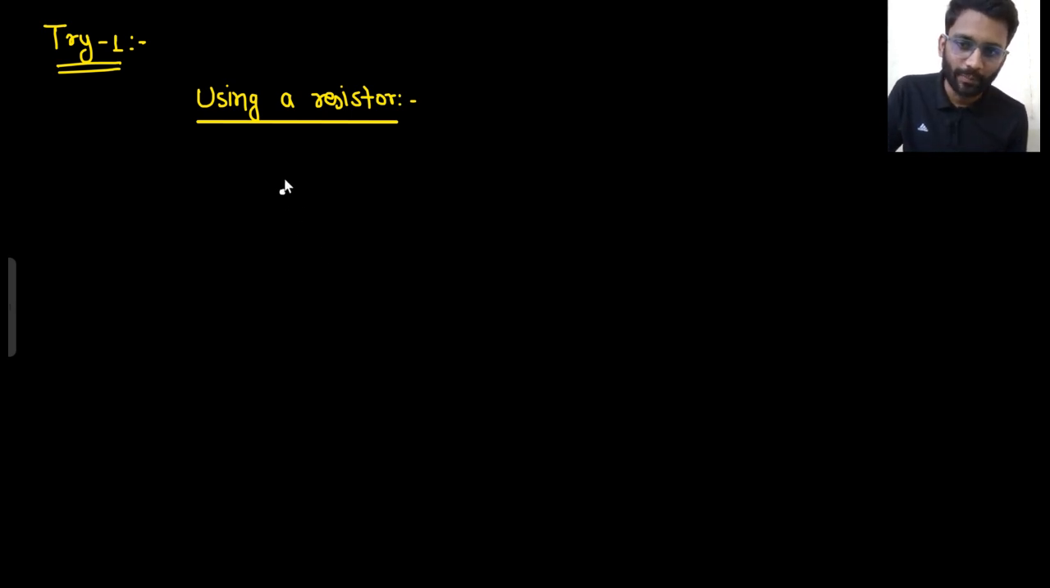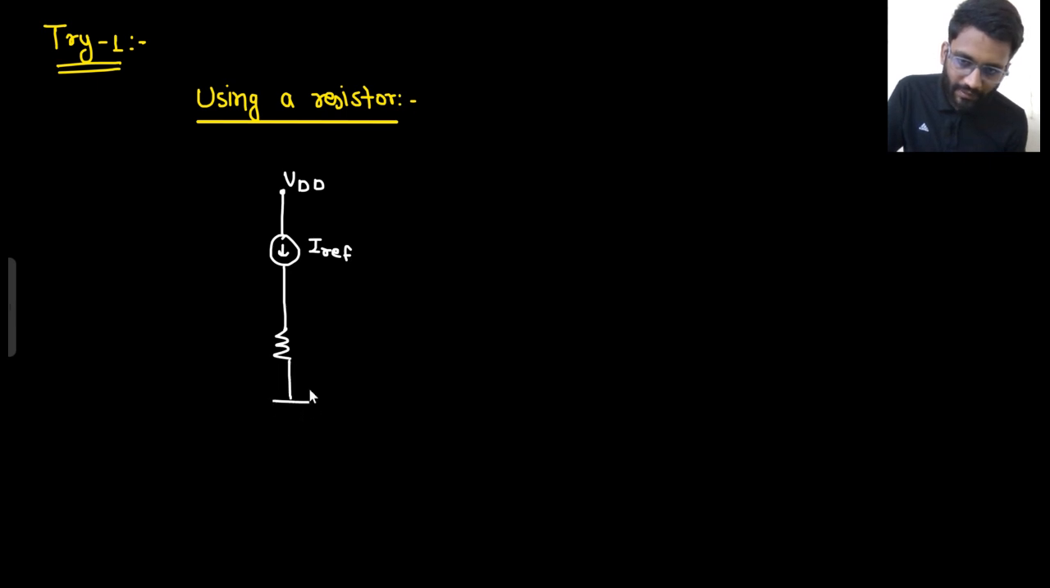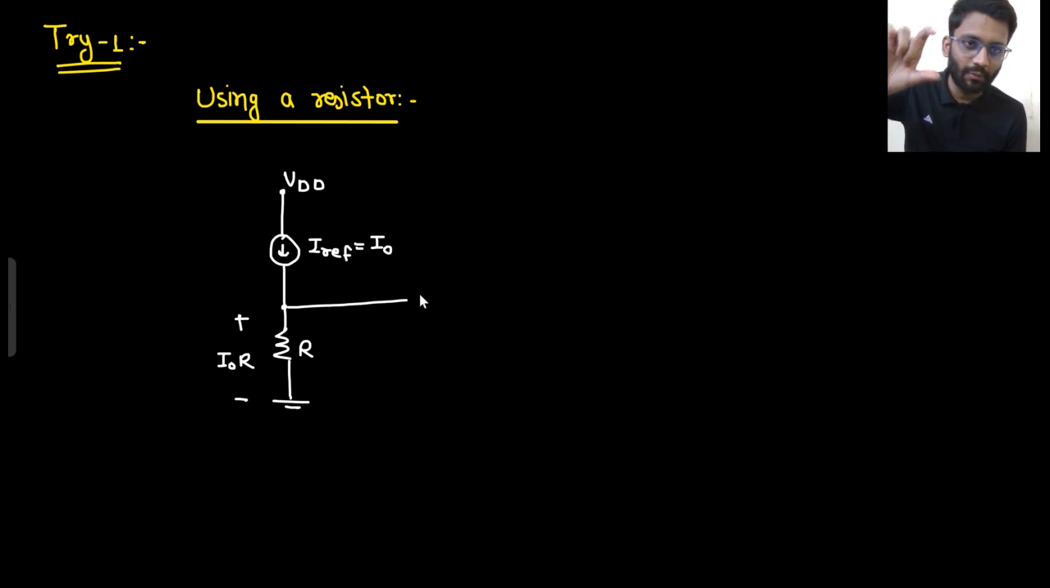So what I am going to do, I have a golden current source, or a reference current source. I will use a resistor R. I am calling this reference current source I naught. Now this current is flowing through the resistance R. So what voltage drop will it give here? I naught into R.